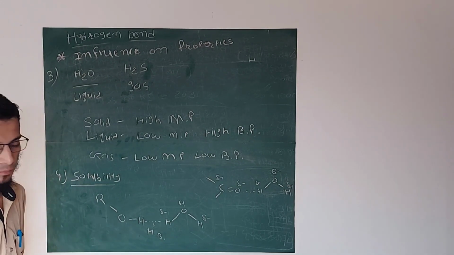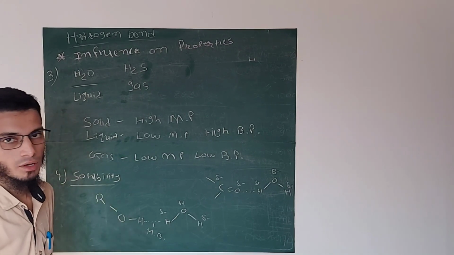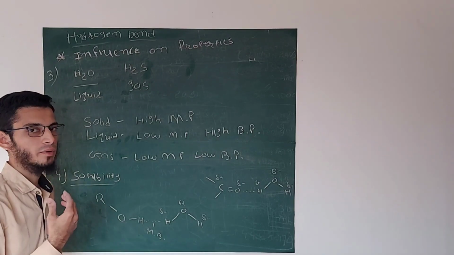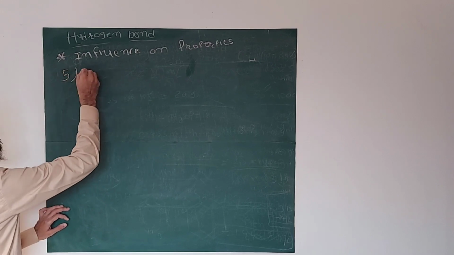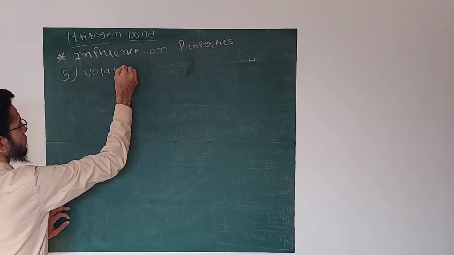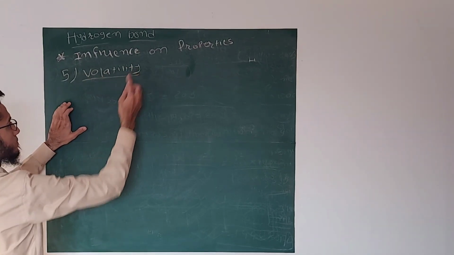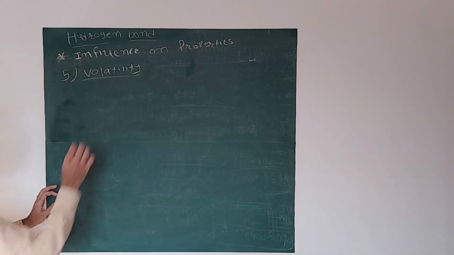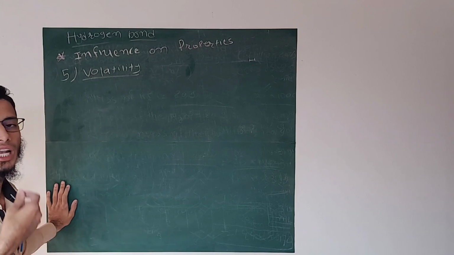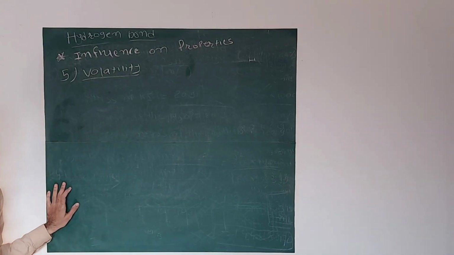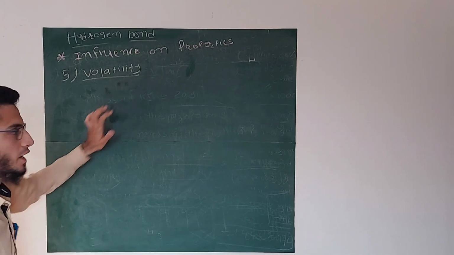Then the fifth case is volatility. Volatility means, at room temperature, the enthalpy of vaporization. The higher the enthalpy of vaporization, the lower the volatility. So you know that volatility is inversely proportional to the enthalpy of vaporization. More will be the enthalpy of vaporization, low will be the volatility.